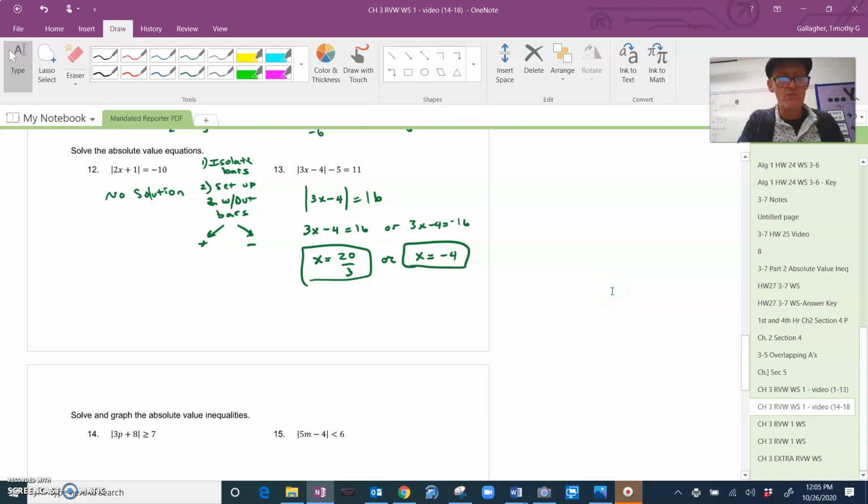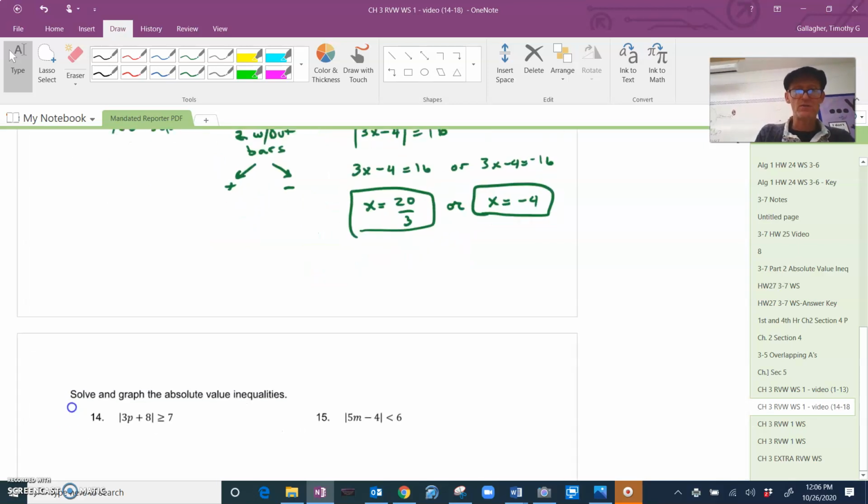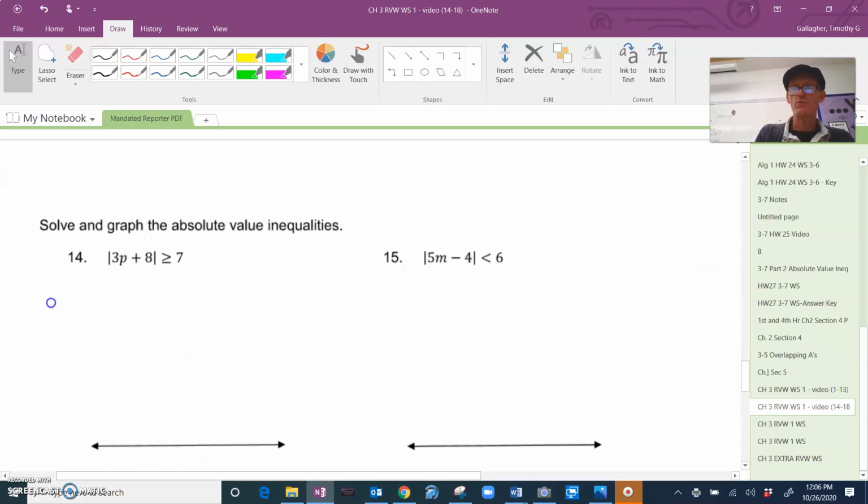All right, well, this is 14 through 18, so this video won't be as long, but the material is tough, so we want to slow down and take a look at this. This says the absolute value of 3p plus 8 greater than or equal to 7.